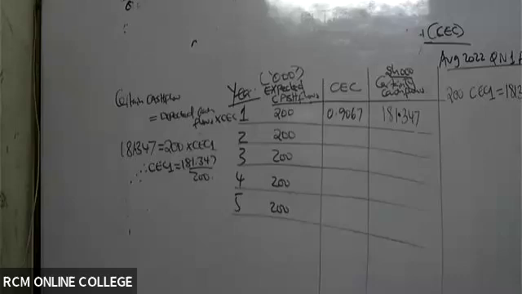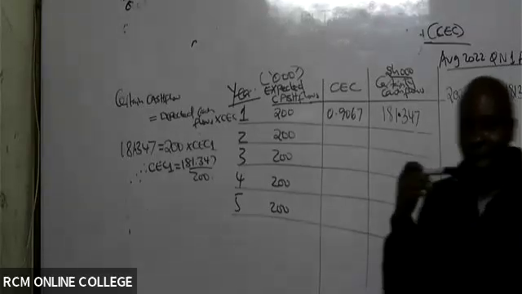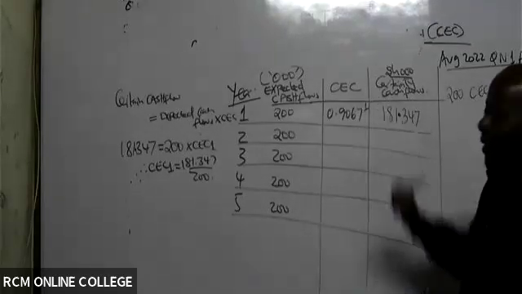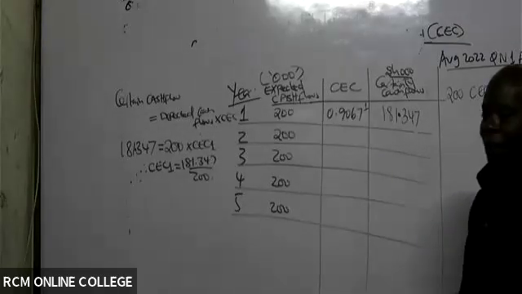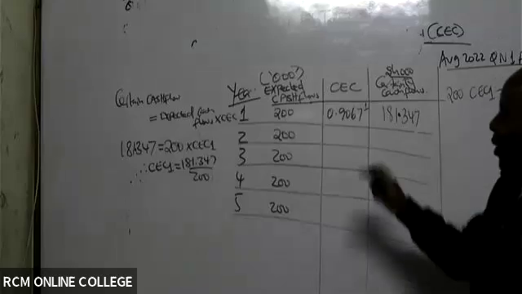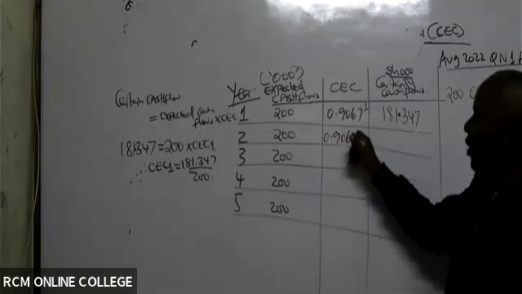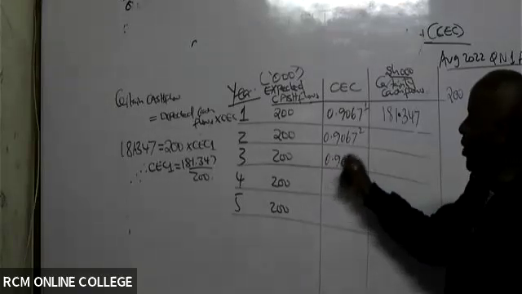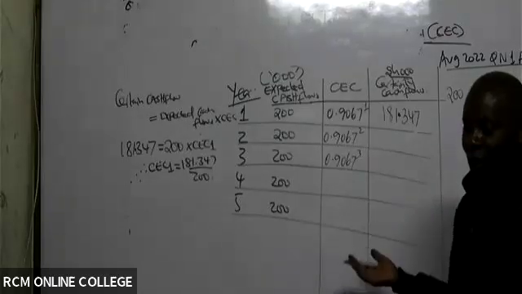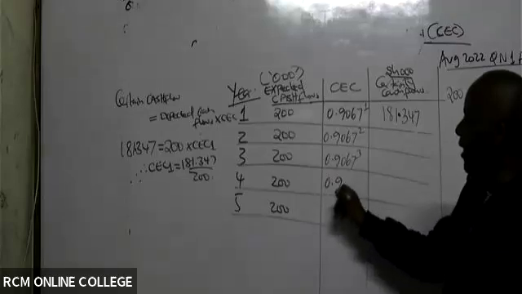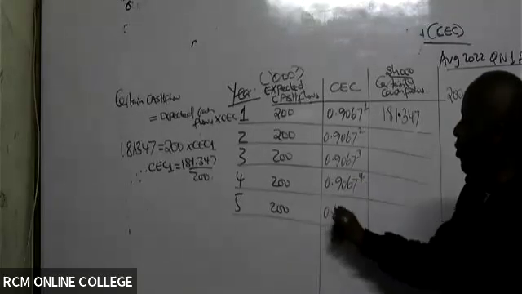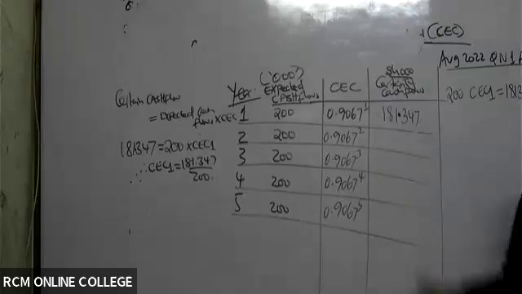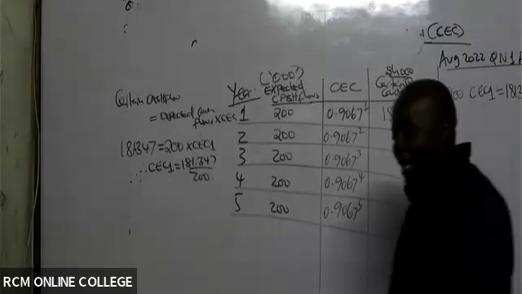Now, everything becomes very interesting in terms of how we get the other CECs. For year one, this is always raised to power 1. And then for the other years subsequently, you keep on increasing the power. So you'll have 0.9067 raised to power 2, 0.9067 raised to power 3, that's what you do to get the others, 0.9067 raised to power 4, and 0.9067 raised to power 5. First of all, write like this, and then I'll be able to write mine correctly.